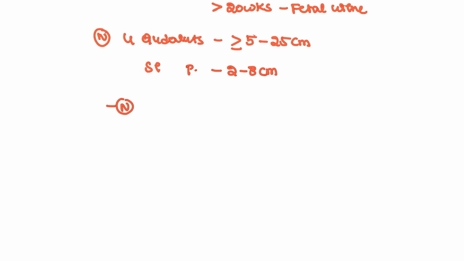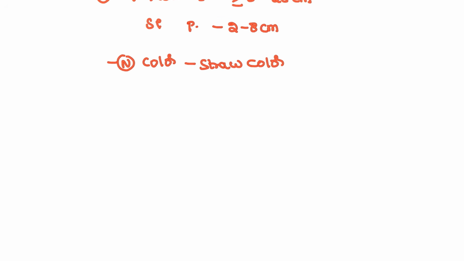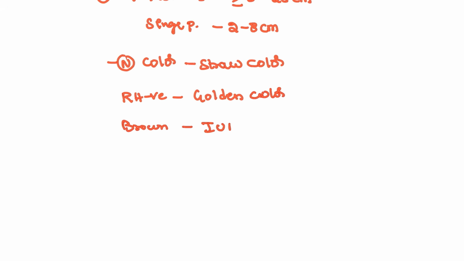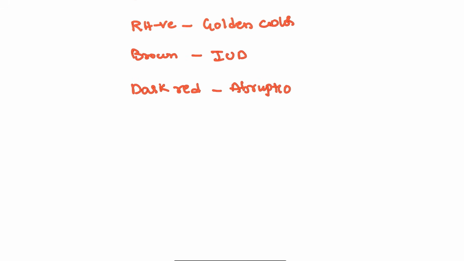What is the normal color? It is going to be straw color that you observe. If the baby is having any problem, for example Rh positive, Rh negative pregnancy, you are going to see a golden color. Brown color is seen in intrauterine death. Dark red color is seen in abruptio.